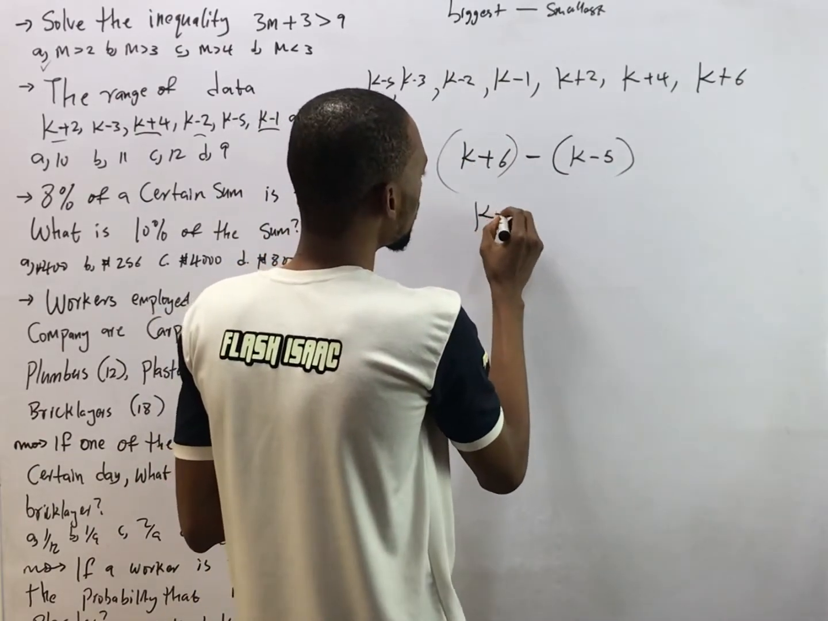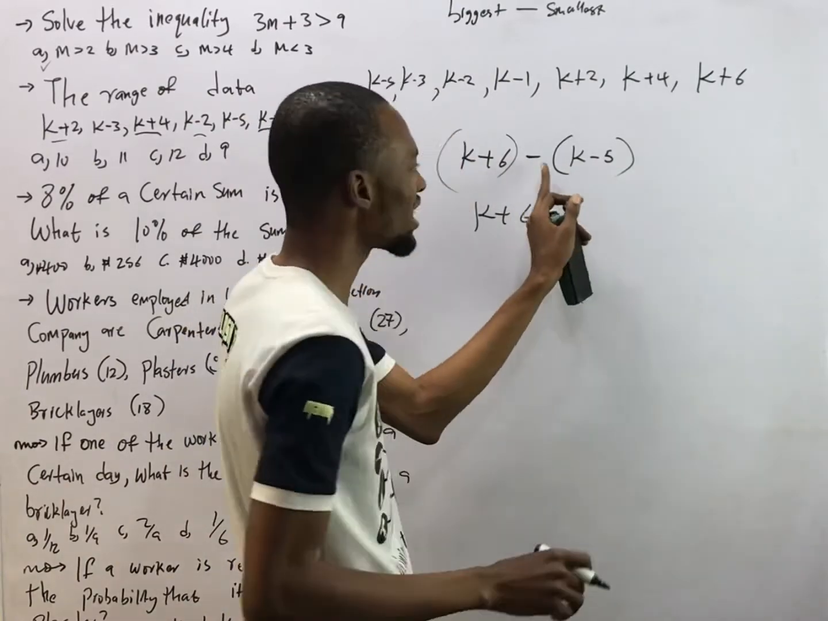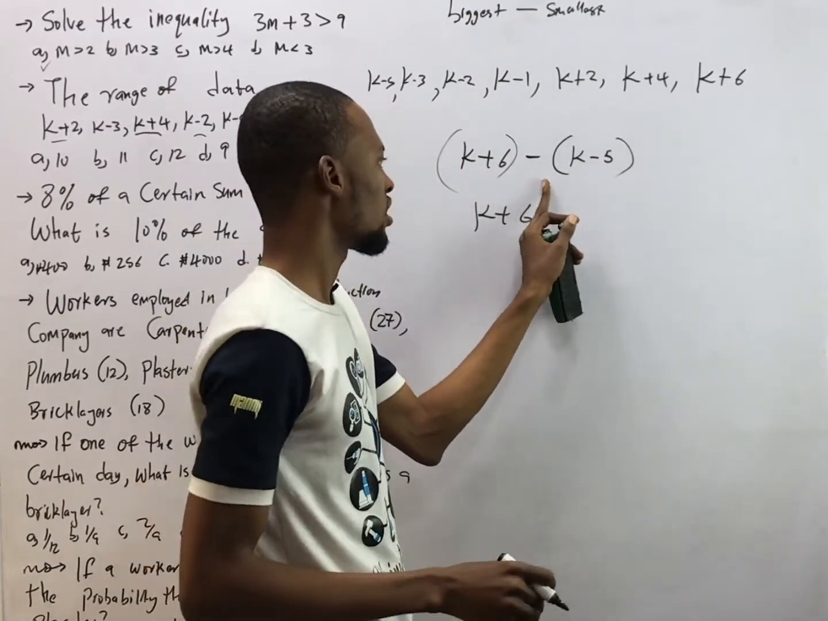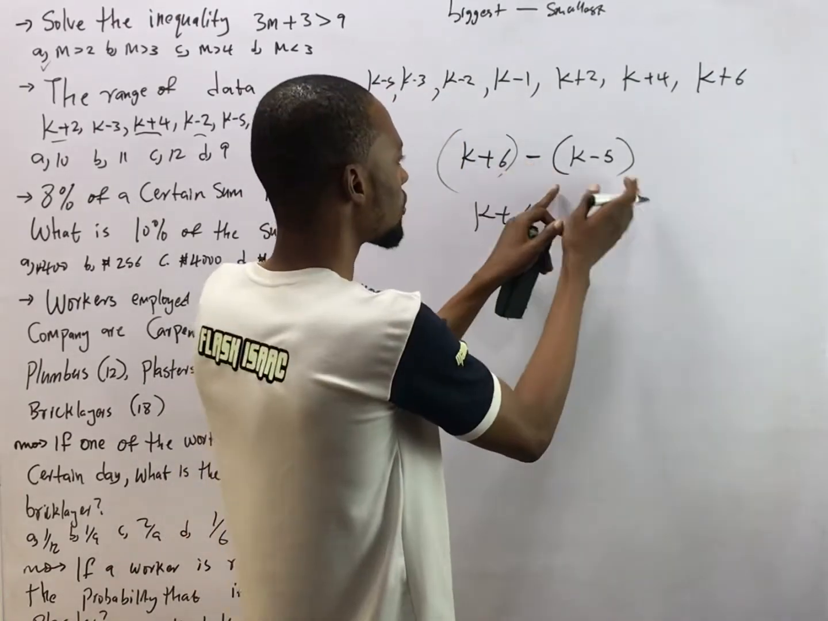So this will give you k plus 6. This minus would have to open this bracket. So you have to be careful how you solve something like this. Don't just subtract directly. You get the wrong answer. So this is subtracting this.